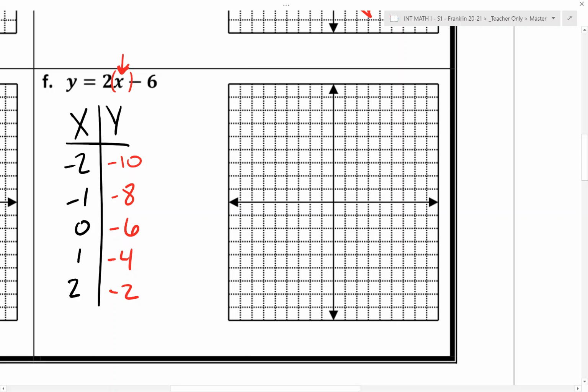So let's graph these points, -2, -10. Now, -2, -10 is off the graph a little bit, so you can either just skip it, or you can kind of estimate where it is. If it was really far off the graph, I'd recommend just not graphing it. You can just do the next one. Just do the ones that are actually on the graph. -1, -8 is here. 0, -6. 1, -4, and 2, -2. And there's our last straight line of the notes.